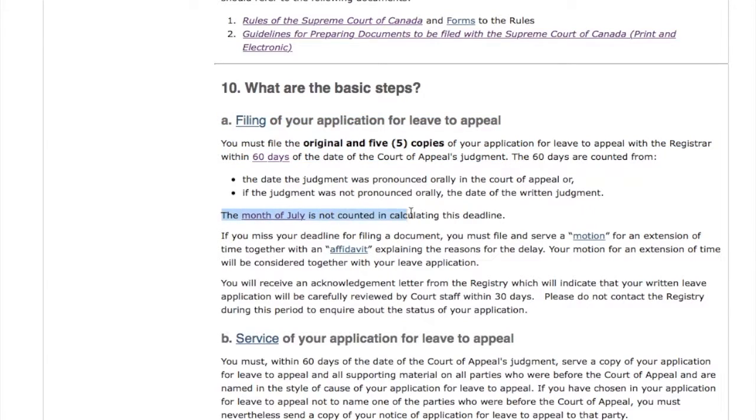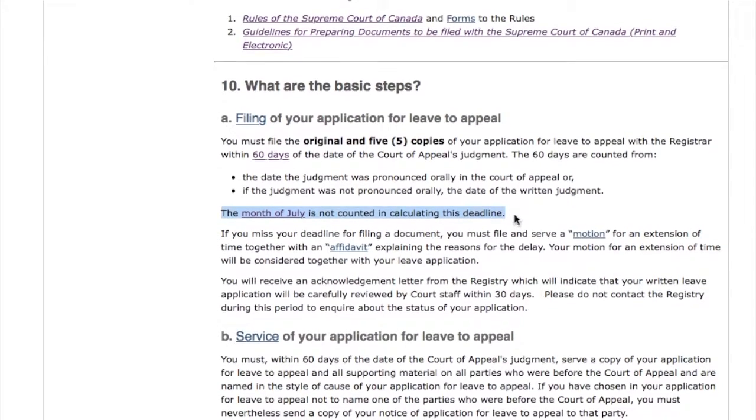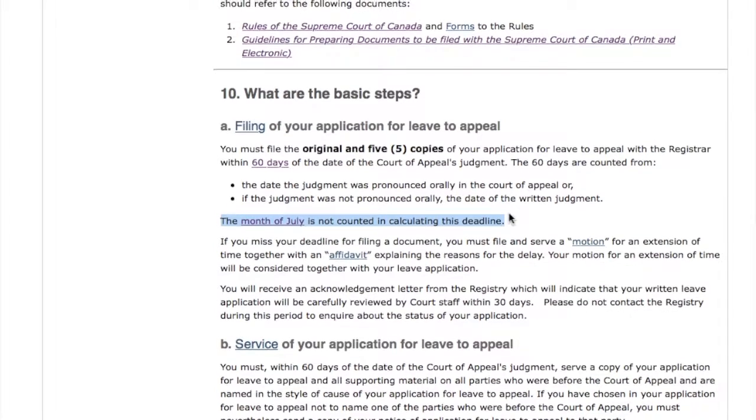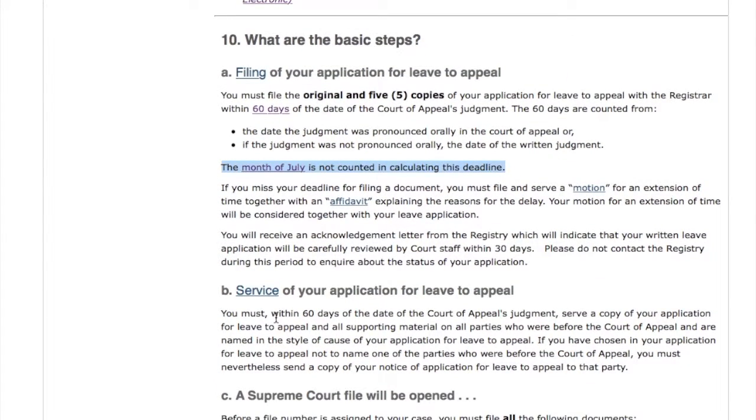And there's no reasons given. This is something good to note: July is not counted in calculating deadlines. So typically there are 60 days to appeal to the Supreme Court from the date the judgment was pronounced, or the written judgment. And if it was a judgment that was given to you in a lower court in July, the time doesn't start ticking until August. So that's good to know.